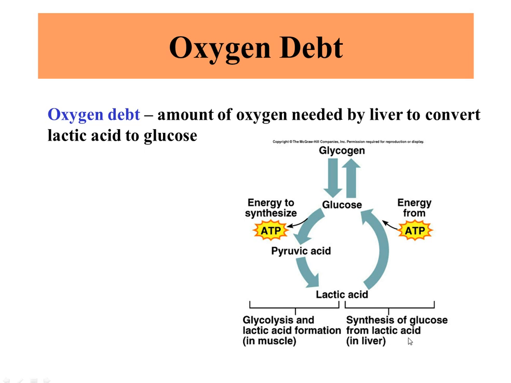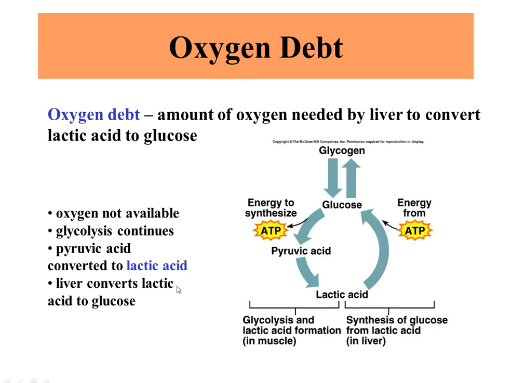Synthesis of glucose from lactic acid happens in the liver, so that lactic acid can be converted to glucose. These atoms are added back to it, so it's glucose again, and it will provide energy to make more ATP. This oxygen debt happens when oxygen is not available, when you're working out real hard, or if you're not in good shape. You cannot utilize or deliver enough oxygen, so you will get into oxygen debt.